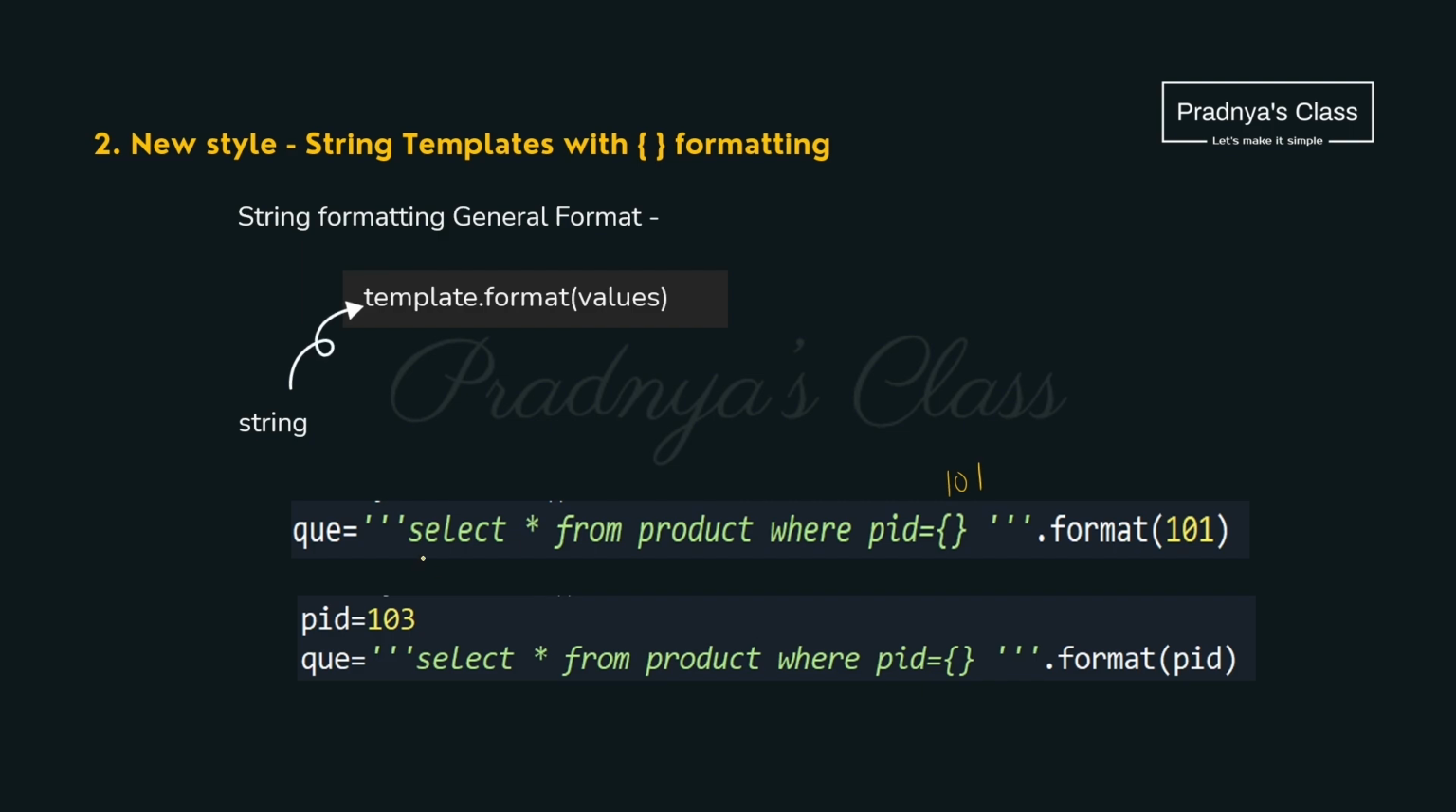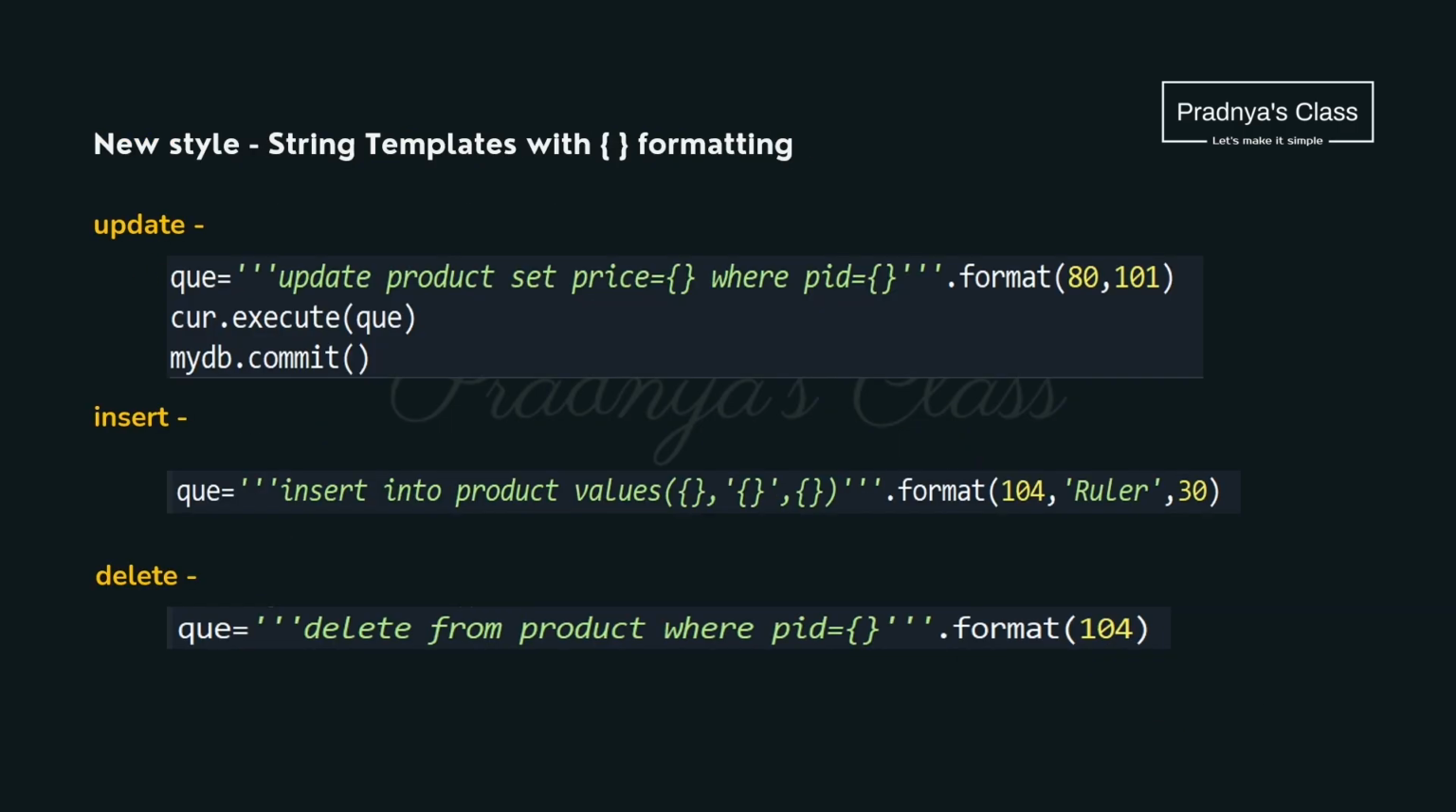Look at the query now. Select star from product where PID equals 101. If that value you are taking in a variable, write the variable name. So use the format method of the string and write the placeholder. Then with that concept, you can write any query. Here is the update query, insert query as well as delete. Wherever you want to replace the value, write the placeholder. Note one thing, wherever there is a string value, you will be enclosing that placeholder in single quotes or double quotes. But always to write a query, use triple quotes to avoid complications.